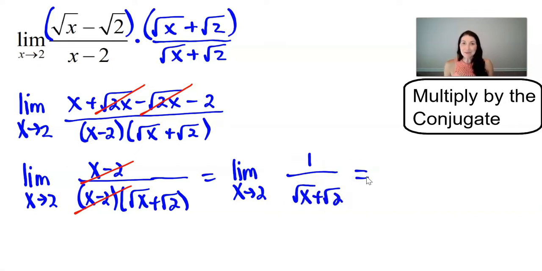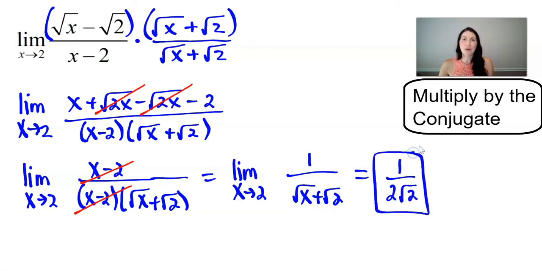And now we can directly substitute and can drop the limit notation. So here we would have 1 divided by root 2 plus root 2, which is 2 root 2. And I'm going to go ahead and leave that unrationalized.